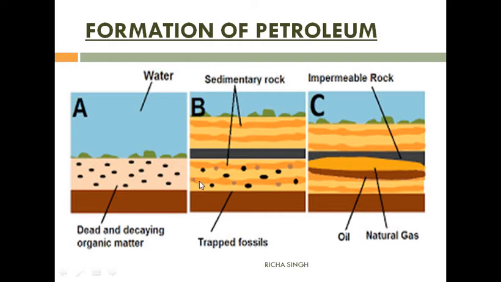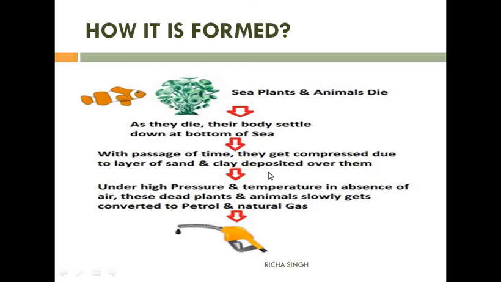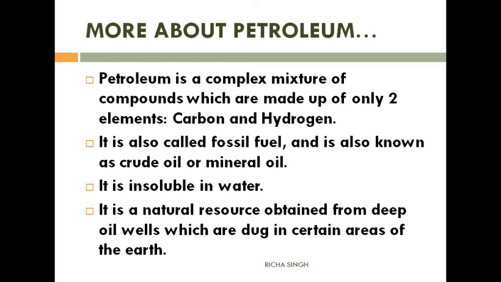You can see here in the picture, dead organisms got trapped in the sedimentary rock, then they formed oil, and that oil represents petroleum here. This is the flow chart, again the simplest way to learn. When plants and animals die, they settle down at the bottom of the sea. With the passage of time, they get compressed under sand and clay, and under high pressure, temperature, absence of air and bacterial activity, they get converted into petroleum and natural gas.